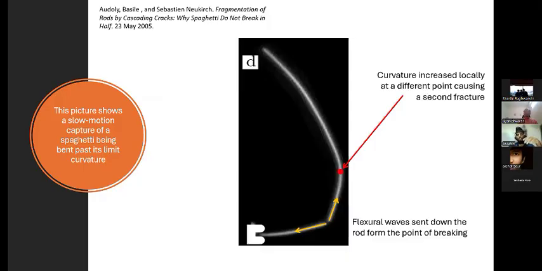Then the second fracture can send down more flexural waves, which can increase its curvature at a third point and cause a fracture there, and so on and so forth. This is why spaghetti will only break into 3 or more pieces and never 2.